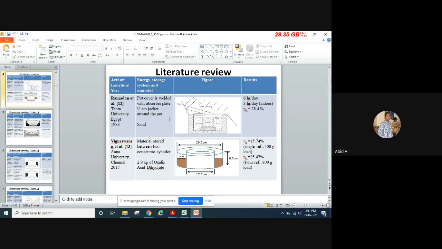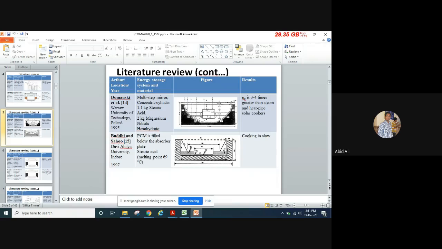Ramadan et al. used a simple box type solar cooker and welded a pot below the absorber plate with half centimeter of sand around the box, and reported that it gives 6 hours per day of cooking, 3 hours in daytime and 3 hours after the solar cutoff, with an approximate efficiency of 28%. Vigneshwaram used material stored between a concentric cylinder, 2.9 kg of oxalic acid, with a simple box type solar cooker.